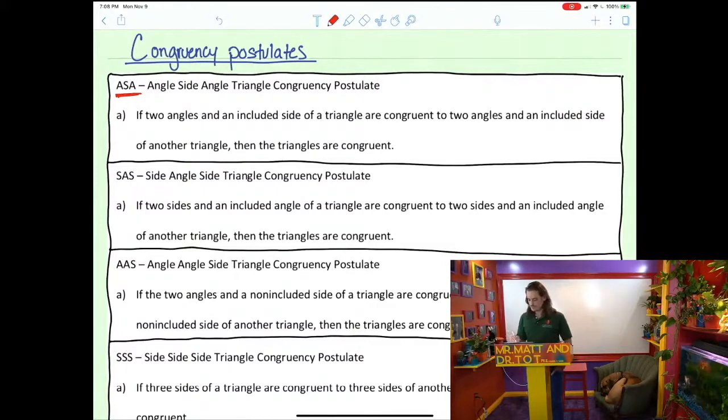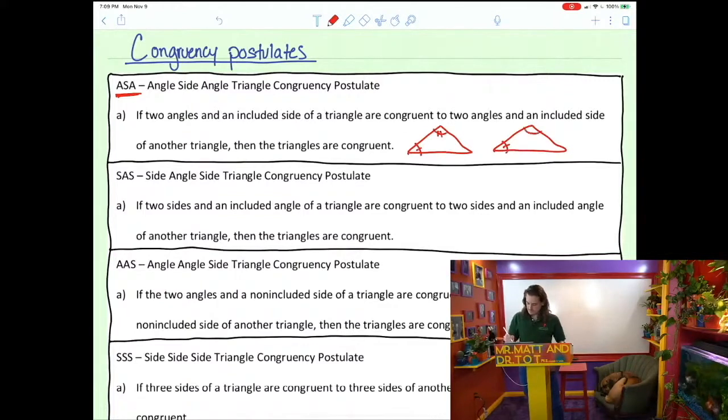So if we have two triangles here, if I know that this angle is congruent to that angle, this angle is congruent to this one, and the included side, so it has to be the side in the middle, that's angle side angle congruency. But you have to make sure that the side length is between the two angle measures. Otherwise, it's not the included side, and that's not angle side angle.